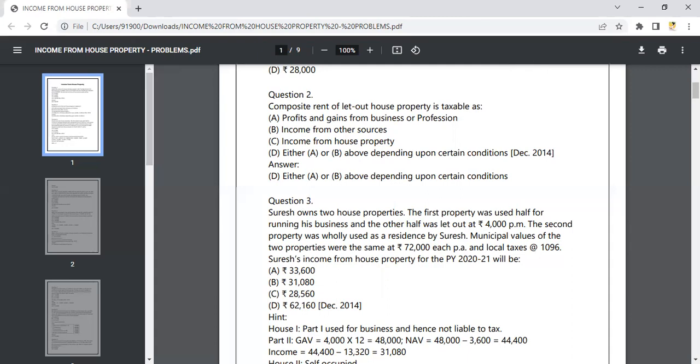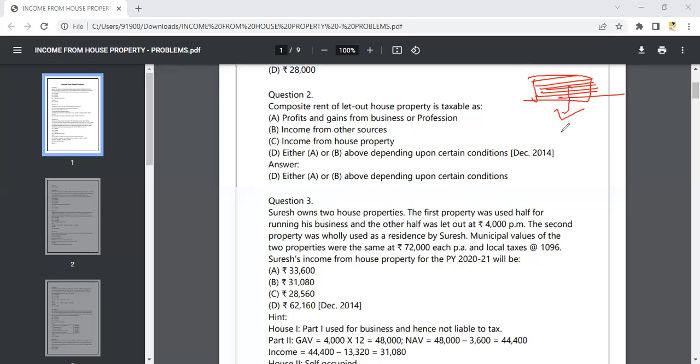Composite rent of a let out property is taxable either as profits and gains from business or profession, or as income from other sources. So you have let out your property. Why have you let out your property? That is for the purpose of business. Say, for example, this is my property. I have let out the whole property for some business or commercial use, or for getting some amount out of that property.